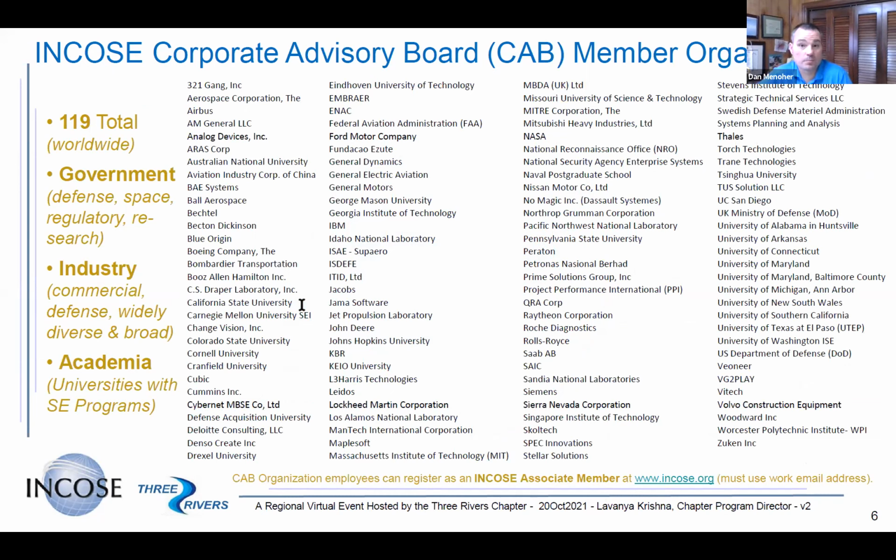INCOSE does have a corporate advisory board that's made up of member organizations that helps guide our direction. It's made up of government, industry, and academia members. And this is a list of all the different 119 organizations. There are organizations like NASA on here, Boeing, Ford, GM, universities like Johns Hopkins, and also some national labs like Idaho National Lab.